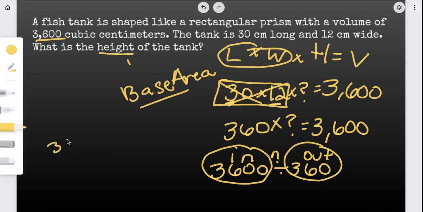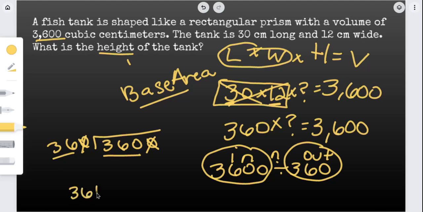And I see that I have those zeros on the end, which really is going to help make my work a whole lot easier because I can take one zero off the outside and one off the inside, which is the same as saying divide by 10. So what I do to the outside number, I have to make sure I do to both sides. So then I'm left with 36 divided into 360. Let me rewrite this to make it even neater.